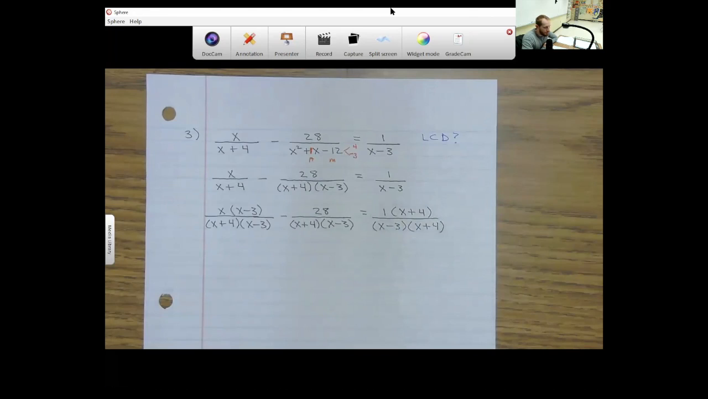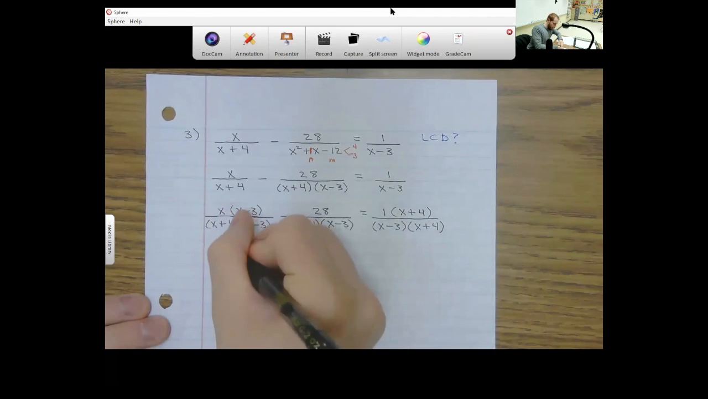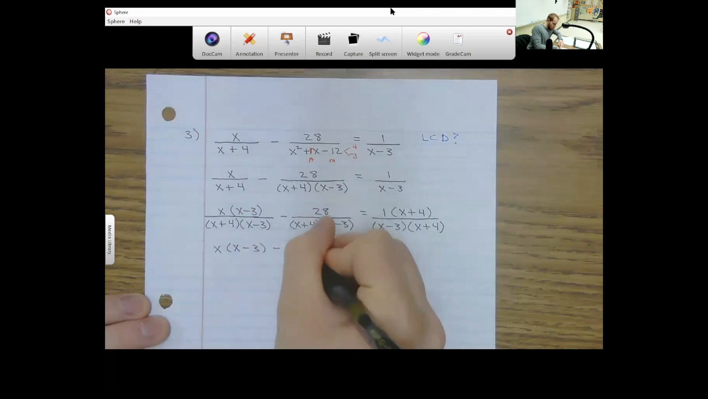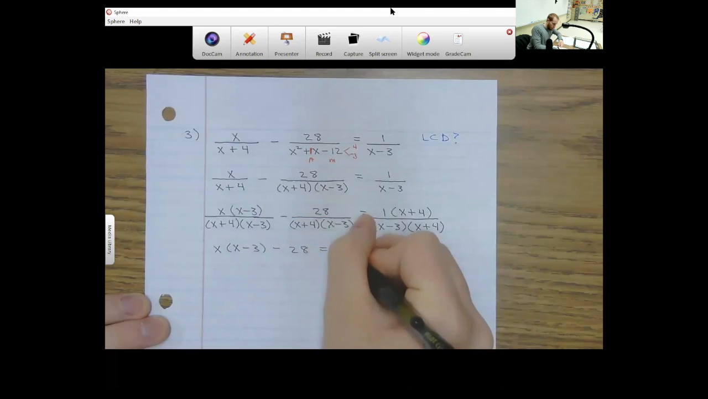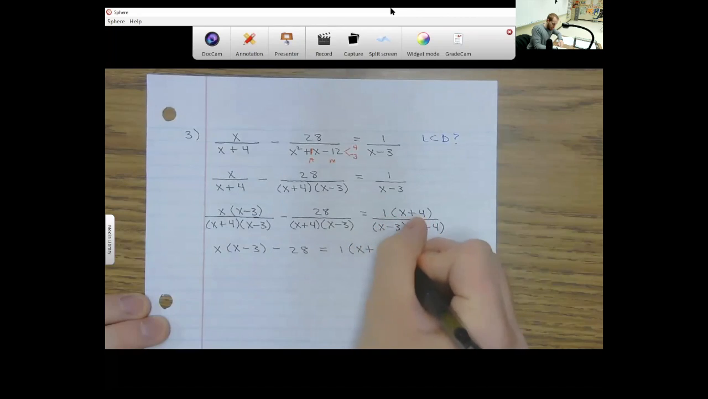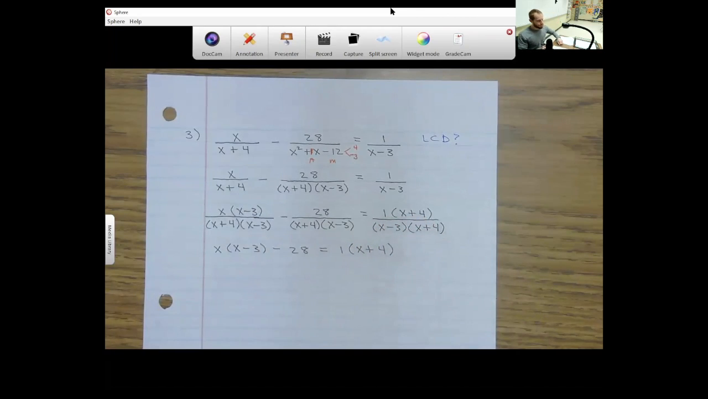Next, what I can do is I can lift off the numerators since all the denominators are the same now. And I'm going to get x times x minus 3 minus 28 equals 1 times x plus 4. And we'll go from there. So now the denominators don't matter. All that matters now are the numerators, the tops of the fractions.